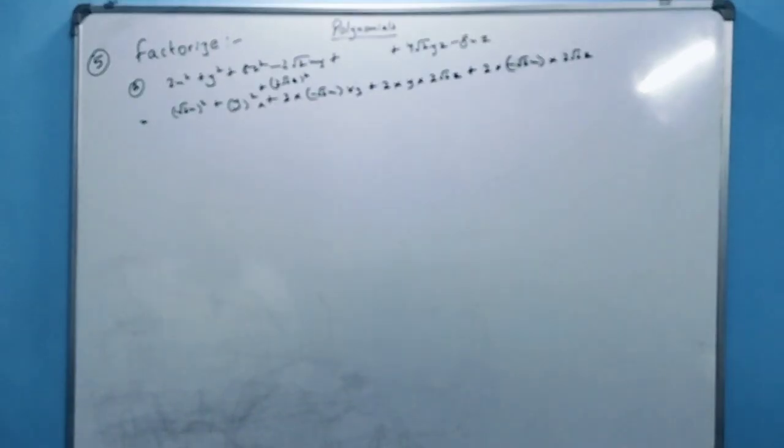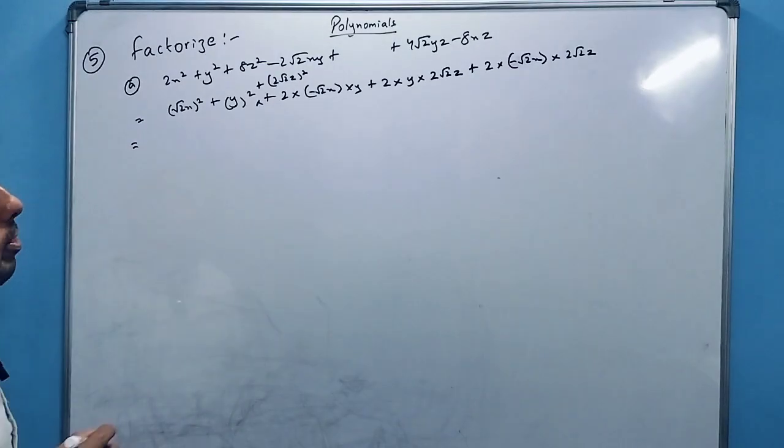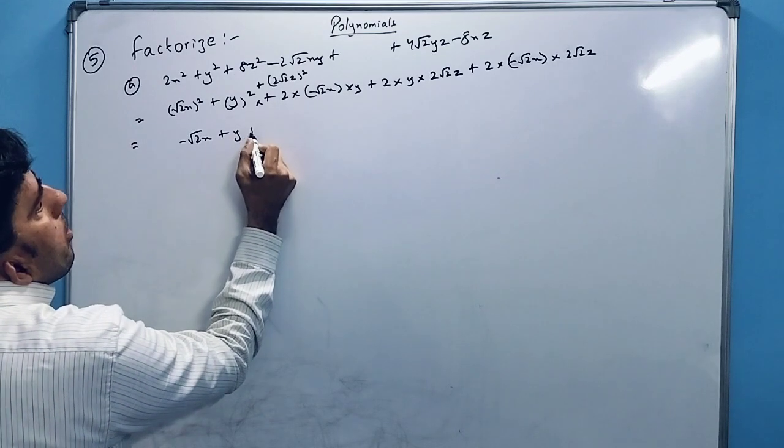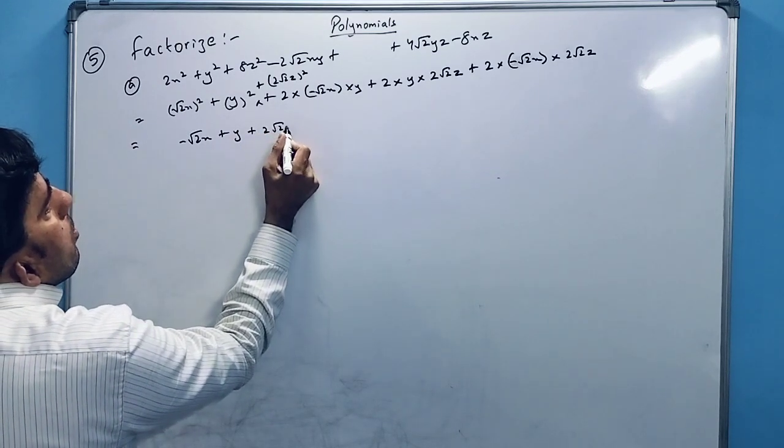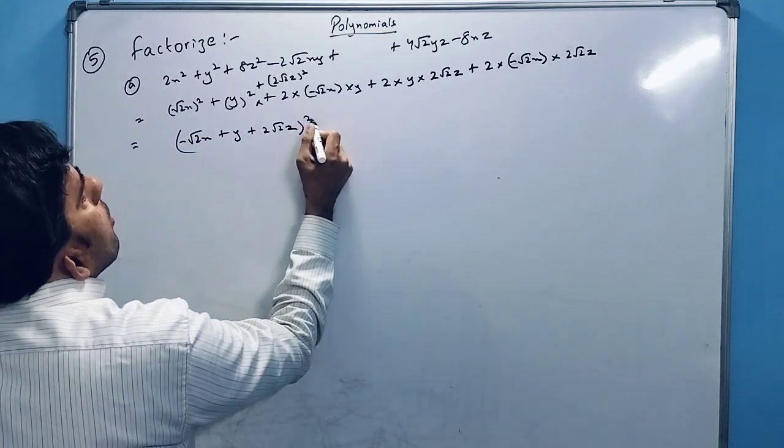So now I am able to use this identity, that is (a plus b plus c) whole square, that is a square plus b square plus c square. So I got this plus z, we have (2 root 2 z) whole square.